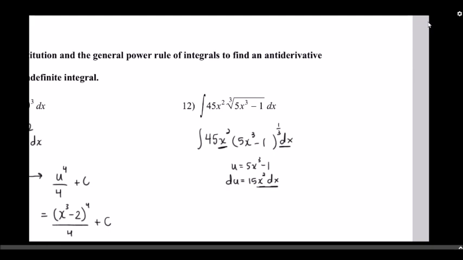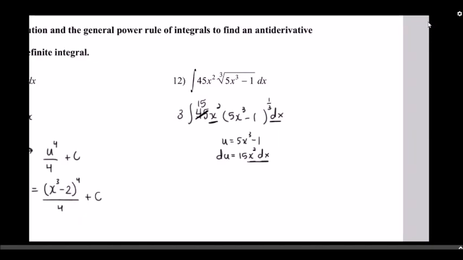Luckily, we can make 45 some of the factors. We can split it up into 15 times 3. So if I change 45 into 15 times 3, I could move the 3 out and leave the 15 there. So now I can rewrite the integral as 3 times the integral. This is going to be replaced with u to the 1/3, and the 15x squared dx is going to be replaced with du.